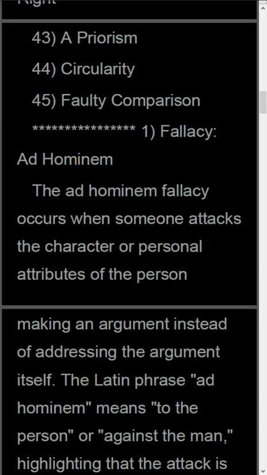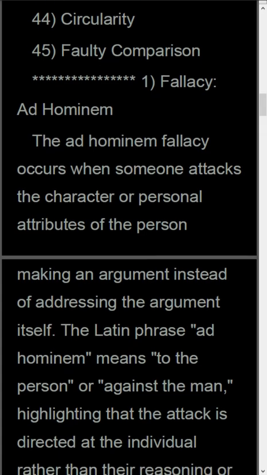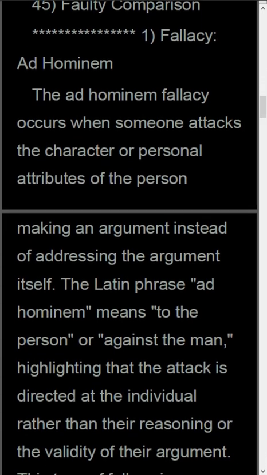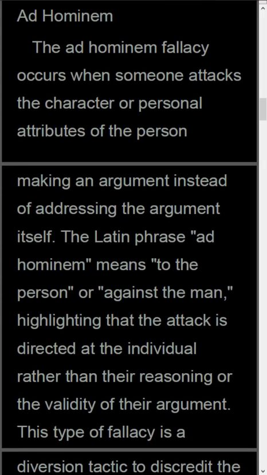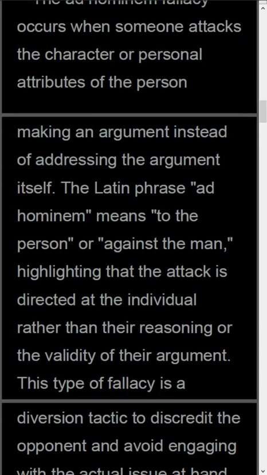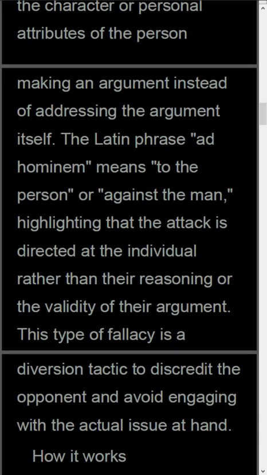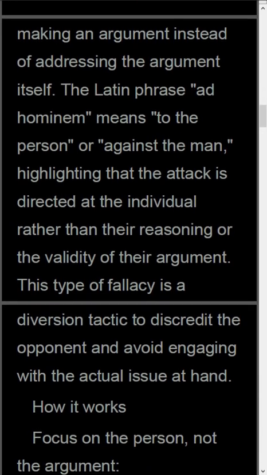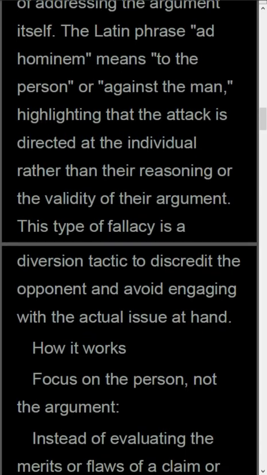1. Fallacy. Ad hominem. The ad hominem fallacy occurs when someone attacks the character or personal attributes of the person making an argument instead of addressing the argument itself. The Latin phrase ad hominem means to the person or against the man, highlighting that the attack is directed at the individual rather than their reasoning or the validity of their argument. This type of fallacy is a diversion tactic to discredit the opponent and avoid engaging with the actual issue at hand.